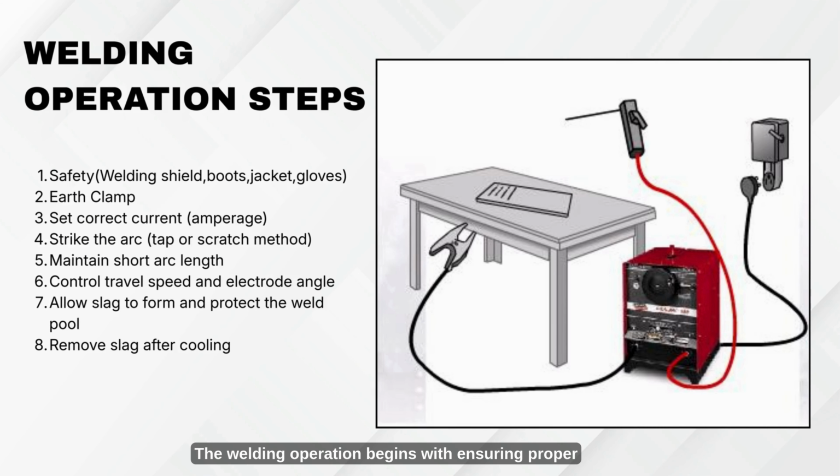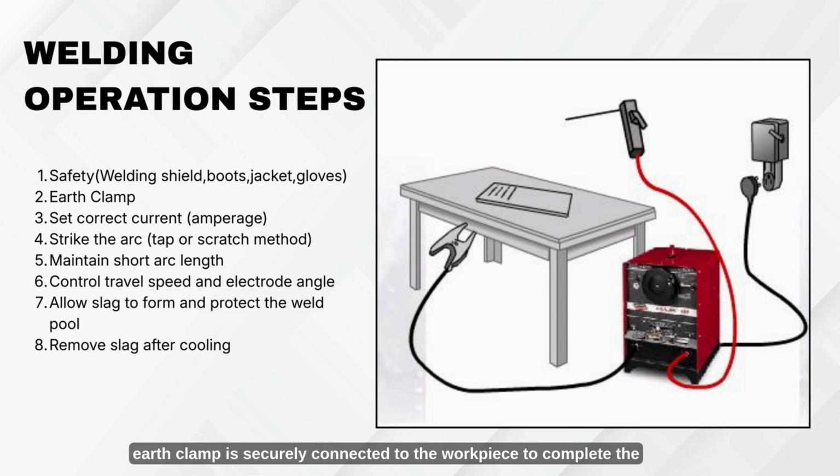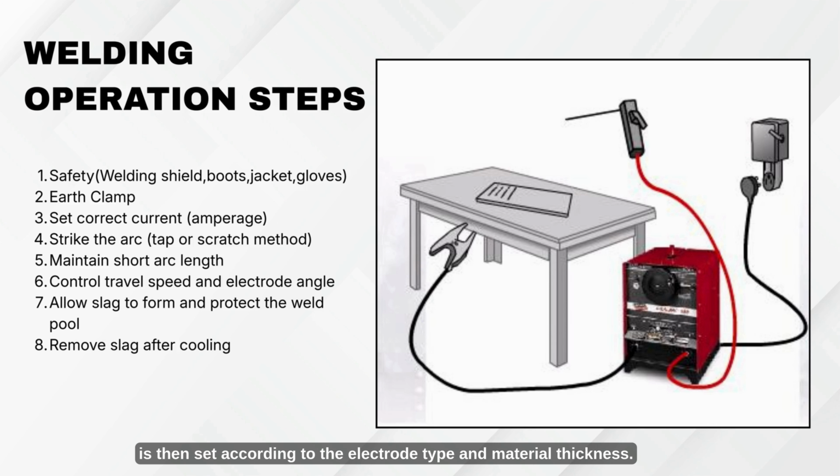The welding operation begins with ensuring proper safety precautions. The welder must wear appropriate personal protective equipment, including a welding shield, safety boots, welding jacket, and gloves. Next, the earth clamp is securely connected to the workpiece to complete the electrical circuit. The correct welding current, or amperage, is then set according to the electrode type and material thickness.